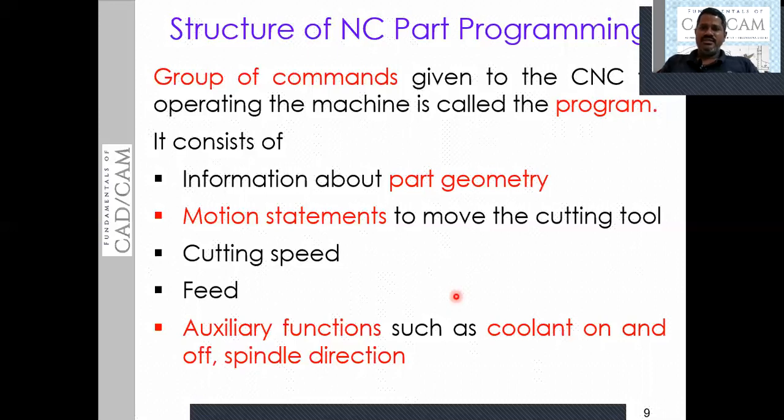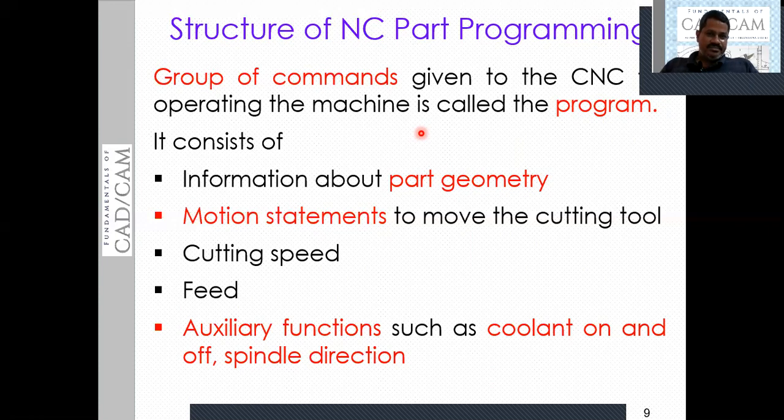A group of commands given to an NC machine tool to operate it is called the program. A number of commands are combined together to form one statement, one block, which is responsible for one action. If all those blocks, all those statements, are combined together, they form one program, which is responsible for completing all the operations to be performed to get one component, or to complete machining on the machine tool.